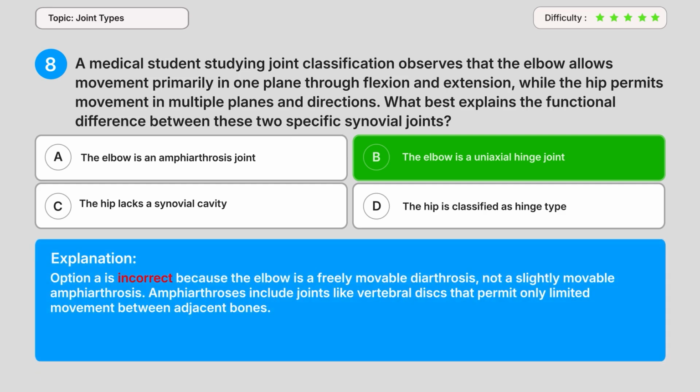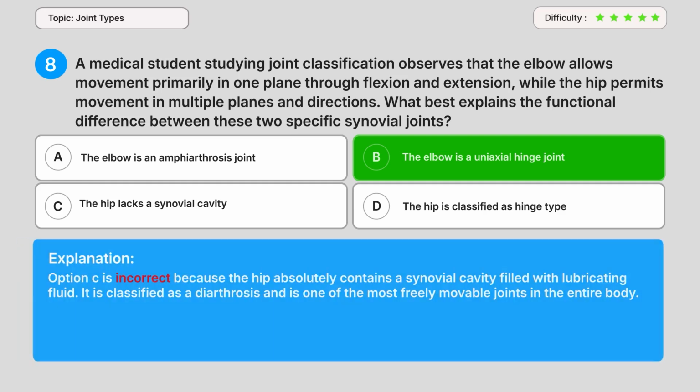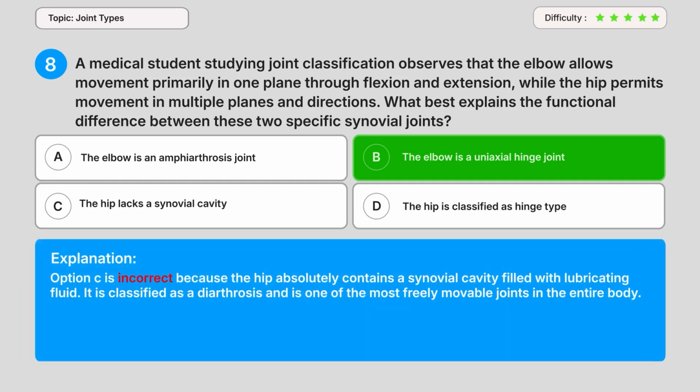Option A is incorrect because the elbow is a freely movable diarthrosis, not a slightly movable amphiarthrosis. Amphiarthroses include joints like vertebral discs that permit only limited movement between adjacent bones. Option C is incorrect because the hip absolutely contains a synovial cavity filled with lubricating fluid. It is classified as a diarthrosis and is one of the most freely movable joints in the entire body.